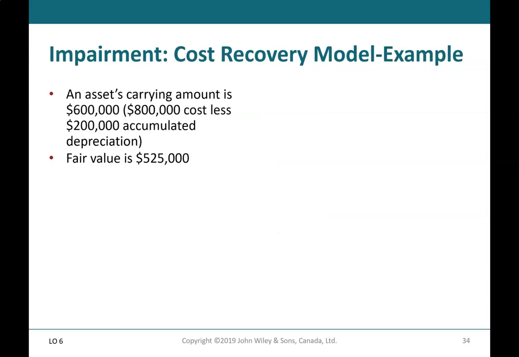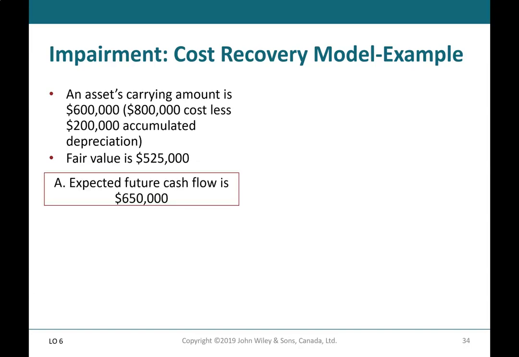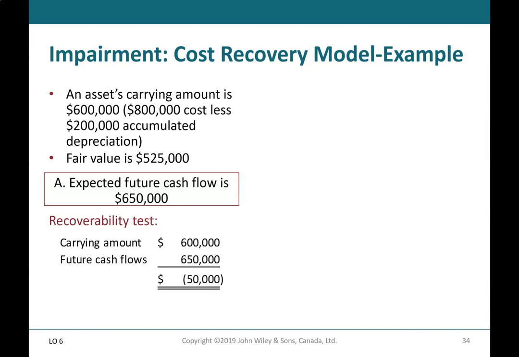Impairment cost recovery model example. An asset's carrying amount is $600,000. That's $800,000 cost less $200,000 accumulated depreciation. Fair value is $525,000. A. Expected future cash flow is $650,000.